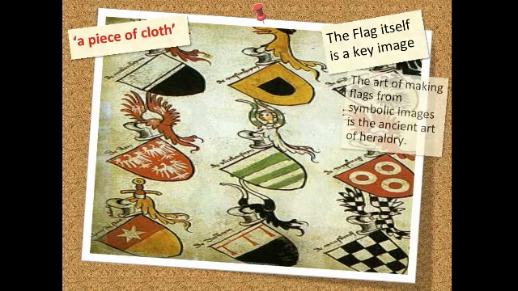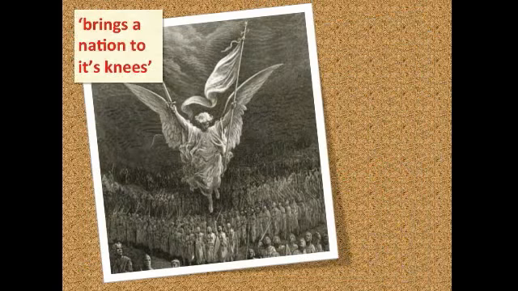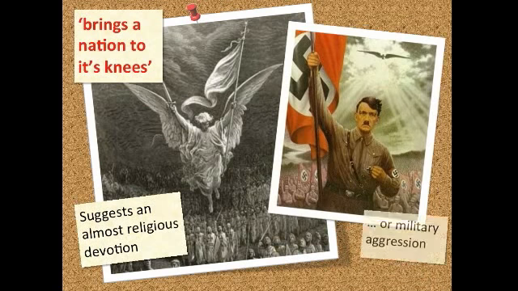One of the most important images in the poem is that of the flag itself, which on the one hand is a piece of cloth, but on the other symbolizes something much more. Another key image is the flag's ability to bring a nation to its knees. On the one hand, this could suggest an almost religious devotion. But on the other, it might suggest military aggression.